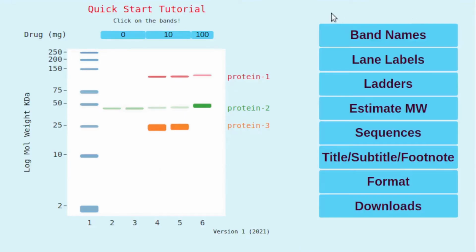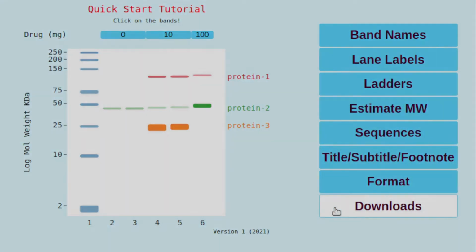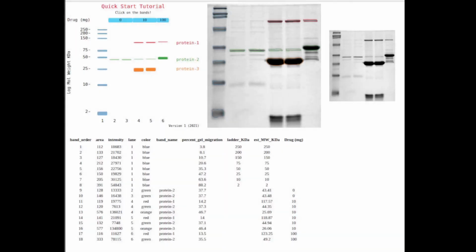I further enhanced the gel figure by using the tools in this menu panel. I named the bands proteins 1 through 3 using the Band Names tool and labeled the lanes using the Lane Labels tool. We will use these and the rest in a moment as we recreate this figure together. In the end, we'll download a comprehensive summary file that we can save in a lab notebook. Okay, now that you know what we will make, let's start from step 1.